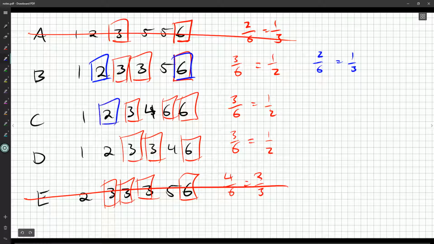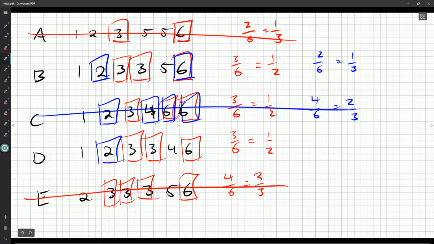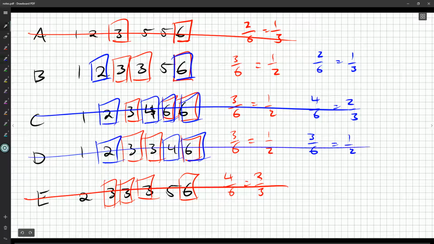Whereas if we look at the other ones, here 4 of our 6 outcomes are even, so that's out. And here, half of them are even. 3 of the 6 outcomes are even. That's not it. So our answer is just going to be B. We just go ahead and calculate our probabilities.